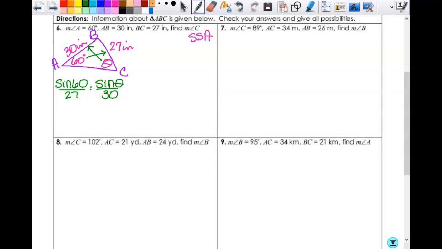So then I'm not really cross-multiplying like I did before because I'm trying to get the sine of theta by itself, so I'm just going to multiply both sides by 30. So I'm going to get sine theta equals 30 times the sine of 60 over 27. So that means that theta is equal to the sine inverse of 30 times the sine of 60 over 27. So go ahead and type that in. Make sure your calculator's in the correct mode and everything.